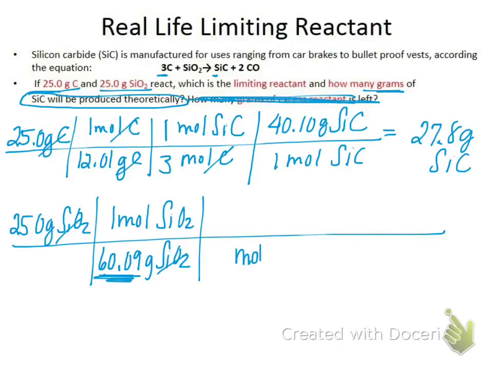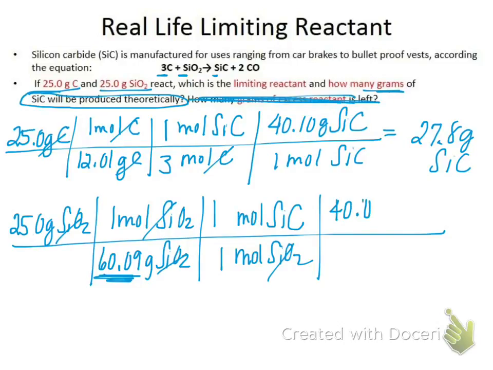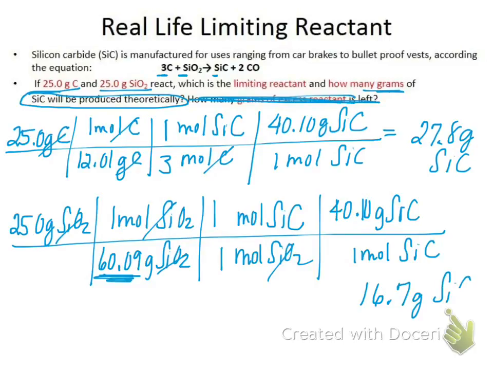So I have moles of silicon dioxide, and I'm still trying to get to silicon carbide, so that part's going to be the same. Go look at the balanced equation. In front of silicon dioxide there's a 1, and still a 1 in front of silicon carbide. Cross out moles, and now the last step, of course, is going to be the molar mass of silicon carbide. All right, and so I do that math, multiplying the top, dividing by the bottom, and I get that my answer is 16.7 grams of silicon carbide.